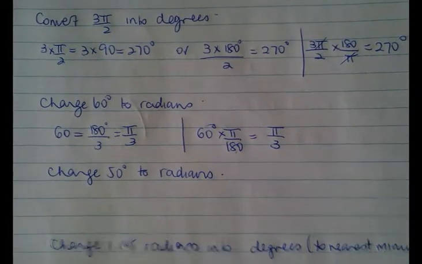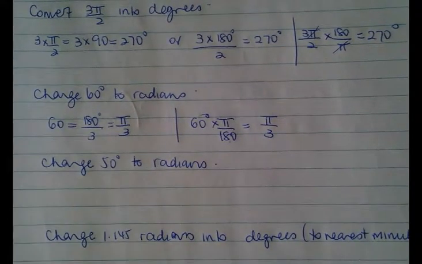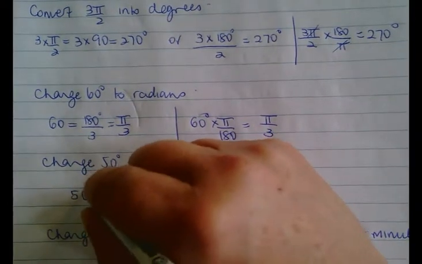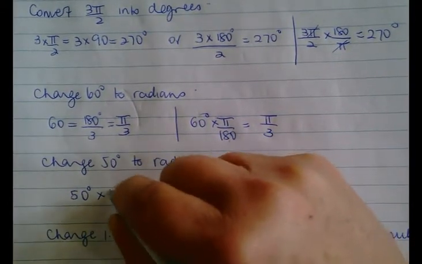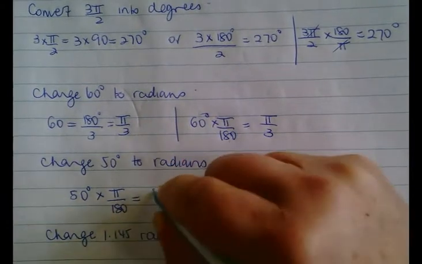Okay? With this one, 50 degrees to radians, there's only the one way you can go. You have to use the rule. So this one, you have to times by pi on 180. There's nothing else you can do.